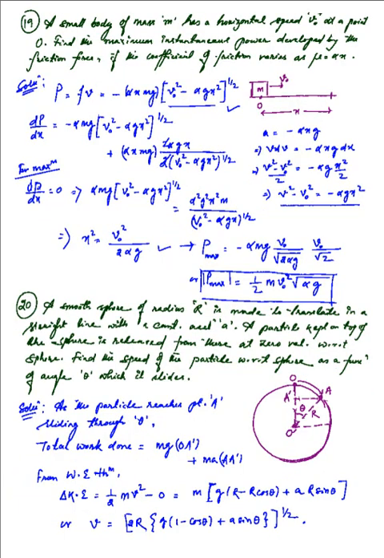We are left with 2. So here are the last 2 bits that you can see on your screen. The first one: a small body of mass m has a horizontal velocity v naught at the point P, the starting point probably. Find the maximum instantaneous power that is developed by the frictional force if the coefficient of friction varies as in the previous case, that is mu is equal to alpha times x. Mu is the coefficient of friction, alpha is a constant, x is the distance from the point O.